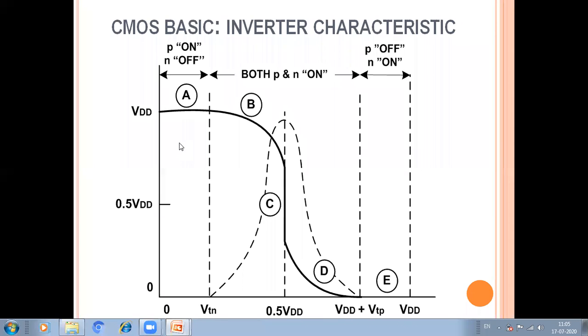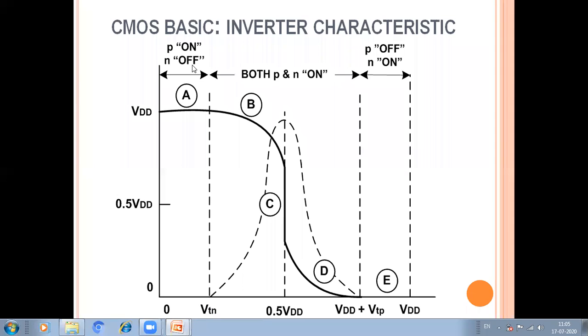In this region, the N device is cut off because the input is 0, or less than the threshold voltage. In a MOS transistor, we know that if the input voltage is less than the threshold voltage, the device is in cutoff, right? So the PMOS is on and the NMOS is off, and that's why IDSN is equal to 0.